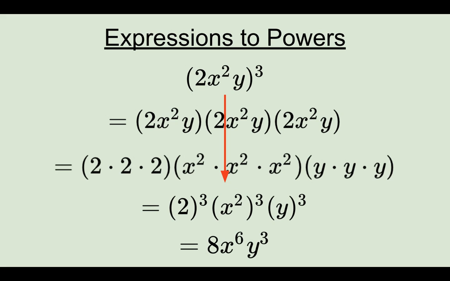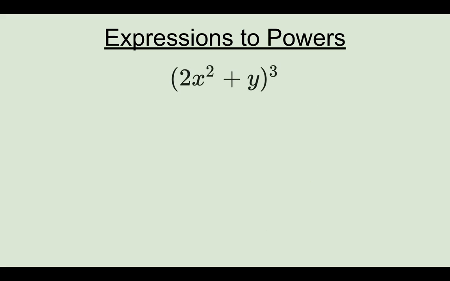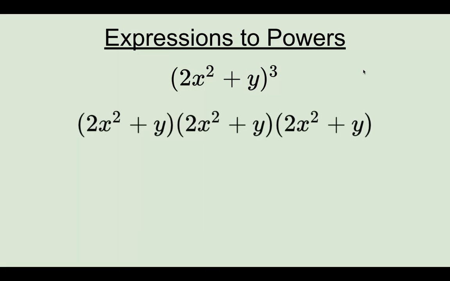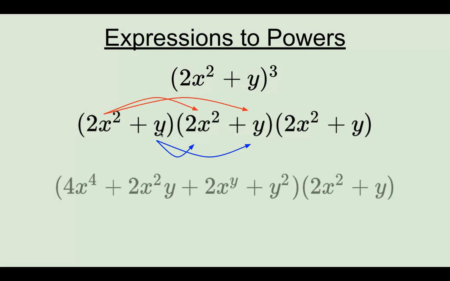Now be careful when we do this. This only works if there's a multiplication. So as soon as you see a plus sign, I can't distribute this 3 to both pieces because there's a plus sign. It's not multiplication, right? So look at this. I have 2x squared plus y times itself 3 times. And if I were to do just one of these multiplications, you'll get the 2x squared times the 2x squared, then the 2x squared times the y, the y times the 2x squared, and the y times the y. So just that piece right there turns into this wildly complicated, more complex expression.